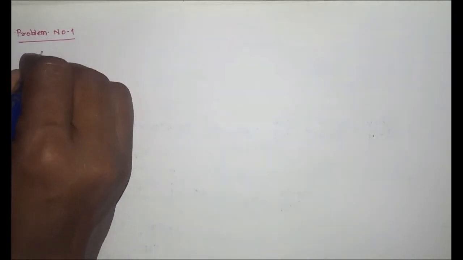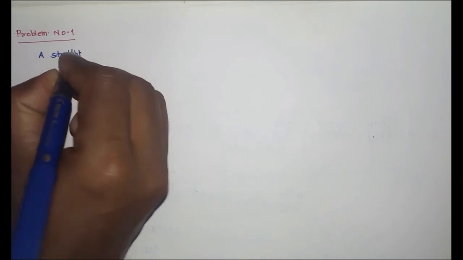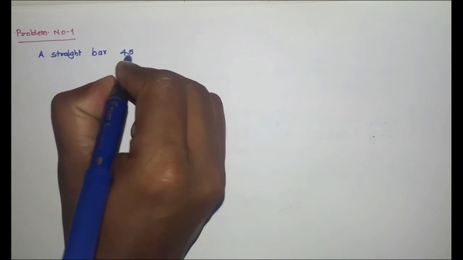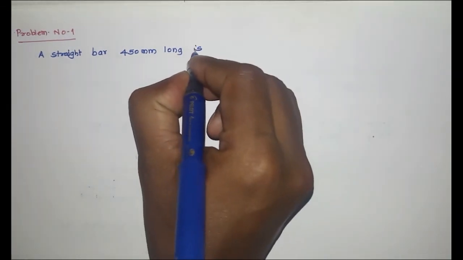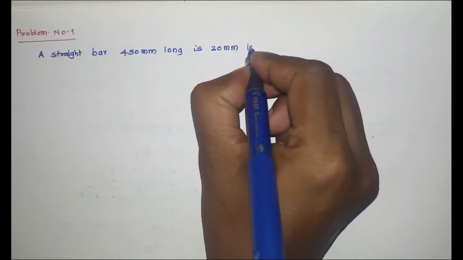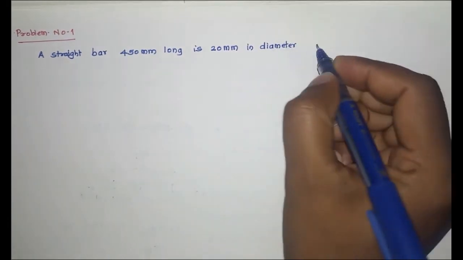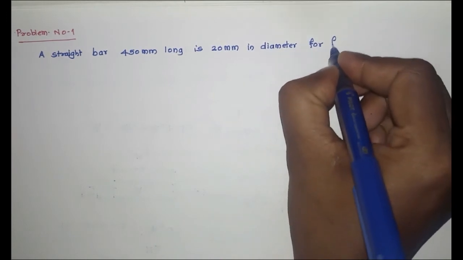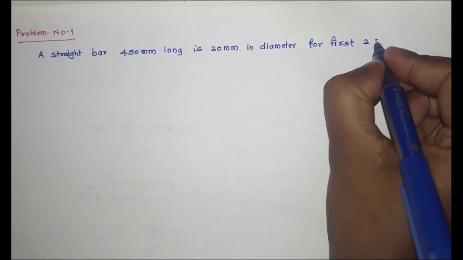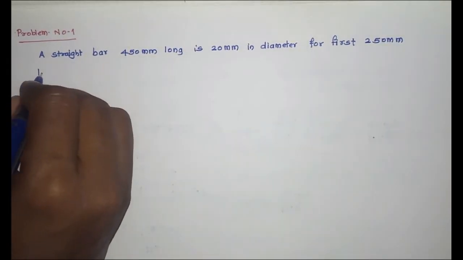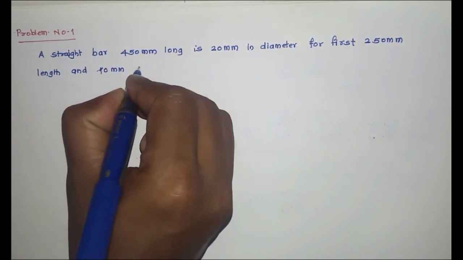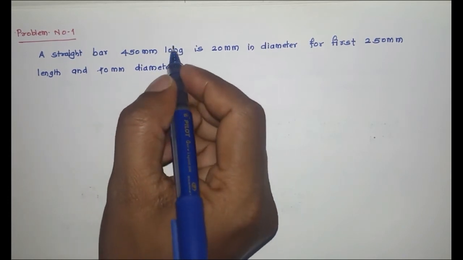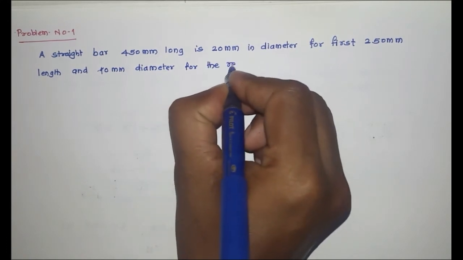So problem number 1, we are going to solve: a straight bar 450 mm long is 20 millimeter in diameter for the first 250 millimeter length, and 10 millimeter diameter for the remaining length.